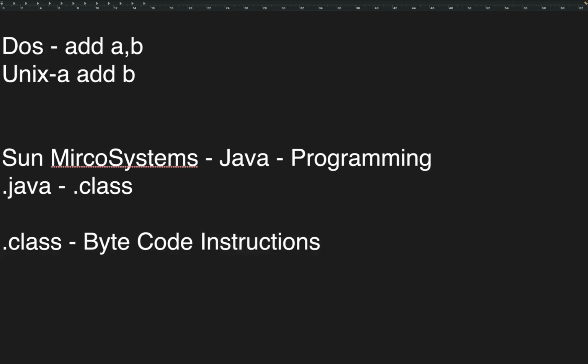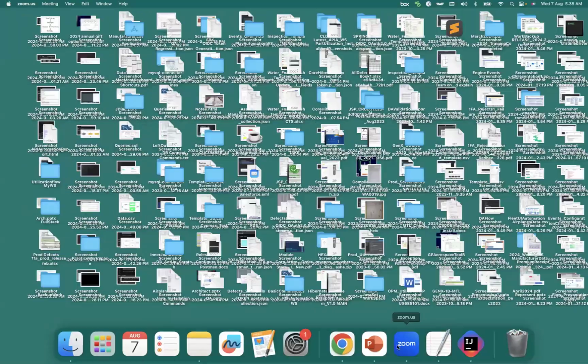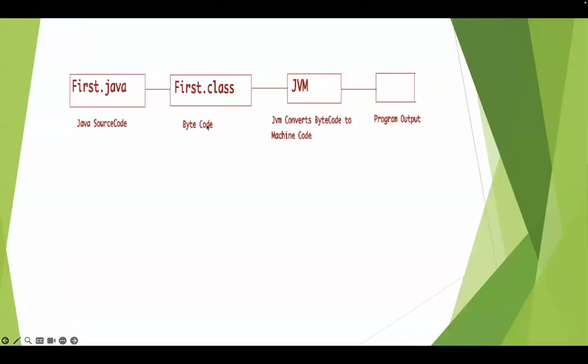.class file has bytecode instructions. As I said, a byte is nothing but 8 bits. We can call 1 byte the unit of bytecode. Okay, so now you go to that flow. This is bytecode instruction. When you compile a .java file, it converts into bytecode instructions.